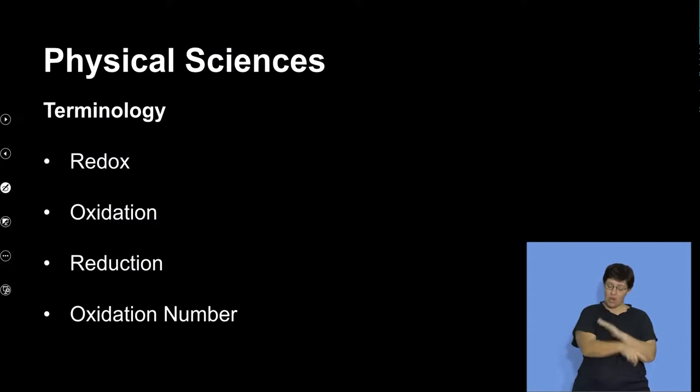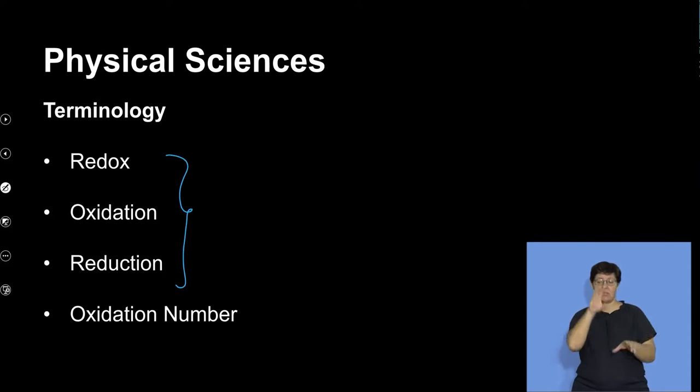Right. Okay, so some of the terminology, as I've indicated: we'll talk about redox, your oxidation, your reduction, which are processes that involve the transfer of electrons, and we shall use oxidation numbers to keep track of whether a substance gains or loses electrons.